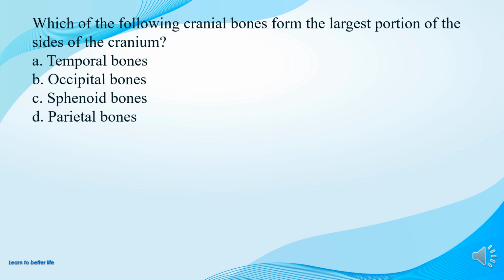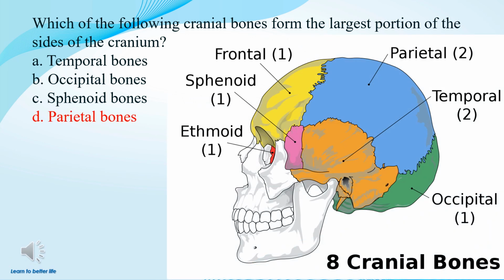Which of the following cranial bones form the largest portion of the sides of the cranium? A. Temporal bones. B. Occipital bones. C. Sphenoid bones. D. Parietal bones. The answer is D. Parietal bones.